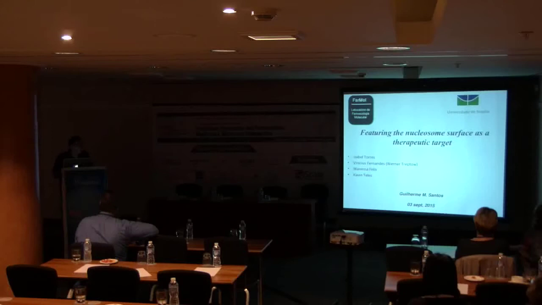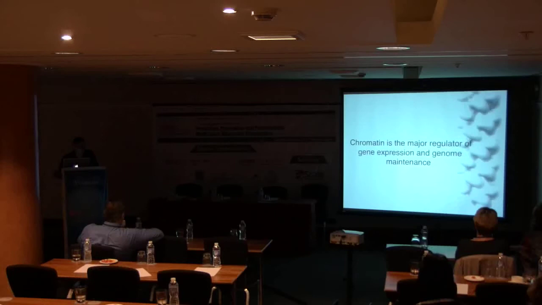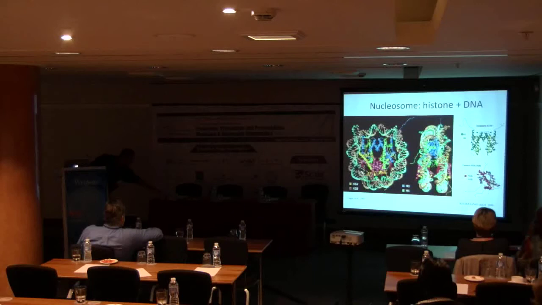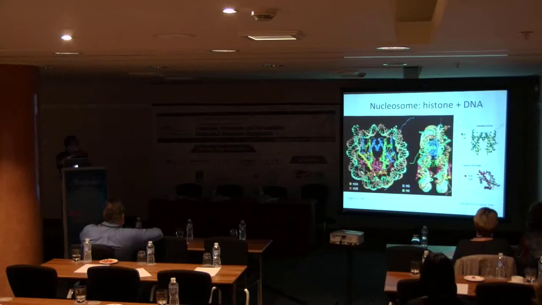I'll start by saying that chromatin is the major regulator of gene expression and genome maintenance. For those who don't remember chromatin, this is the nucleosome. This was the first structure, published in 1997. Here you can see the DNA wrapping around the histone octamer, with H2A, H2B, H3, and H4. On the other side, you can see a 1.7 turn on this octamer. Basically, it interacts with a tetramer of H3 and H4 and a dimer of H2A and H2B.